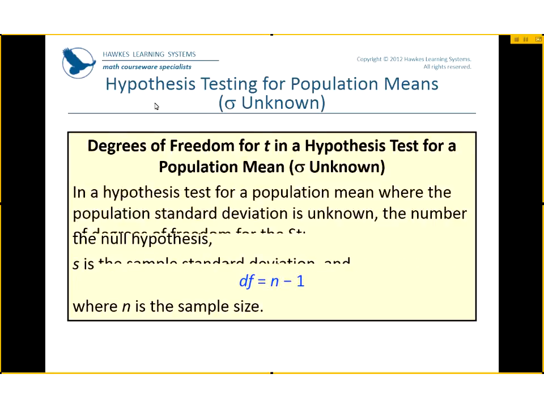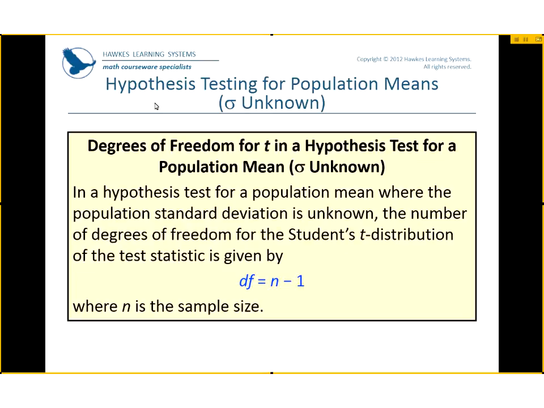In a hypothesis test for a population mean where the population standard deviation is not known, the number of degrees of freedom for the student t distribution is given by df equals n minus 1, where n is the sample size. So if our sample size was 20, our degrees of freedom would be 19, because 20 minus 1.